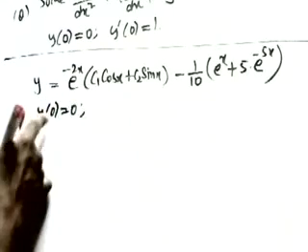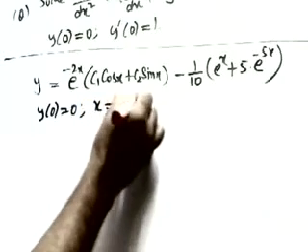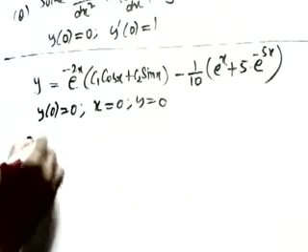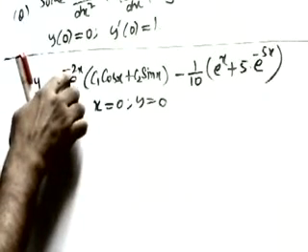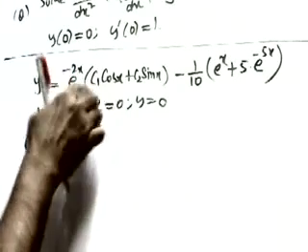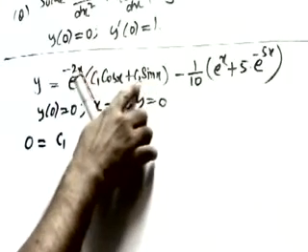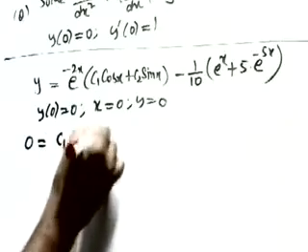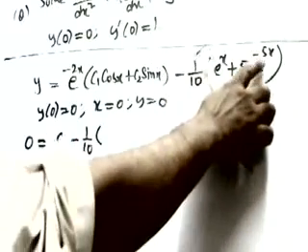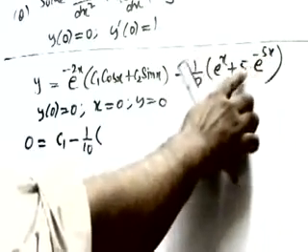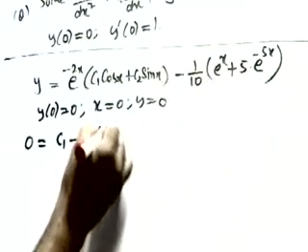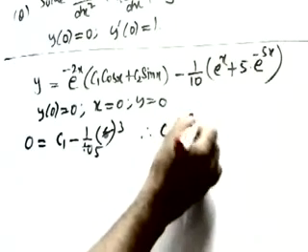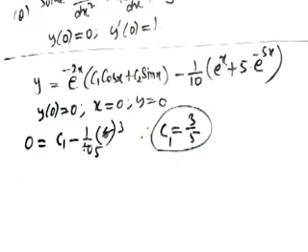What is the first condition here? y of 0 equals 0. That means x equals 0, y equals 0. This is the x value, this is the y value. Now substitute: e power 0 is 1, cos 0 is 1, 1 into c1 is c1. Sin 0 is 0, so this becomes 0 into c2. Minus 1 by 10 into e power 0, which is 1, e power minus 5 into 0, which is e power 0, 1. So 5 ones are 5, 5 plus 1 is 6. Bringing this to the other side, c1 equals 3 by 5.